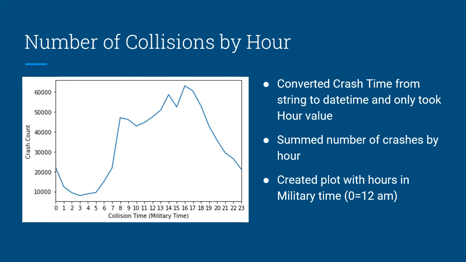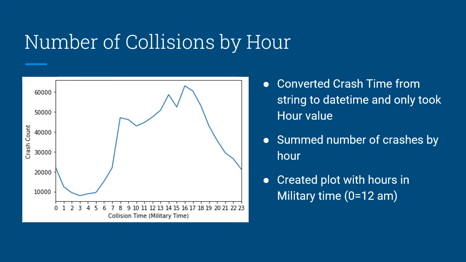For this graph, we are showing the total number of crashes by hour. To generate this, we have to convert the crash time column from a string to a date time value and then only take the hour value from that date time. We then grouped the values by hour and summed up the total number of crashes per hour to create a plot to show the fluctuations in the number of crashes throughout the 24-hour period.